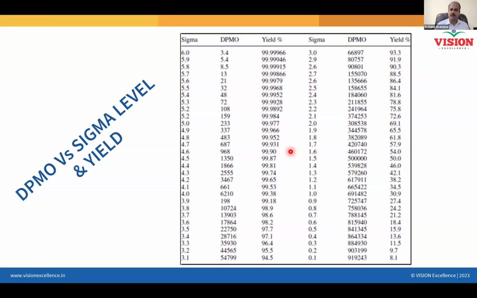See, here is a conversion table I want you to be aware of. This is available on the internet also. It simply converts your sigma level into DPMO and DPMO into yield. You know what is yield? The probability of success. Yield is nothing but the probability of success. See here, when the sigma level is 6, what is your DPMO? 3.4. And the probability of success, or the yield, is 99.999. As the sigma level drops, DPMO increases, yield also decreases, right? So this is the relationship, and we move on.